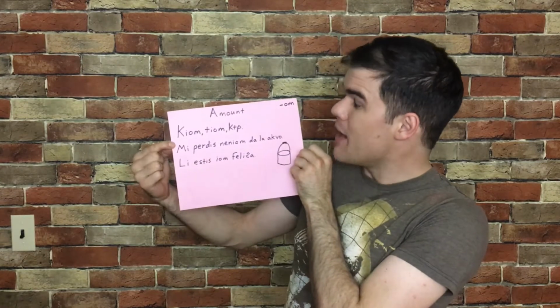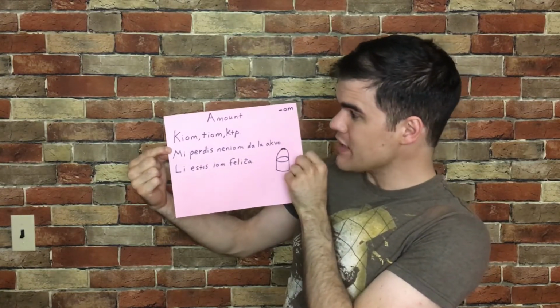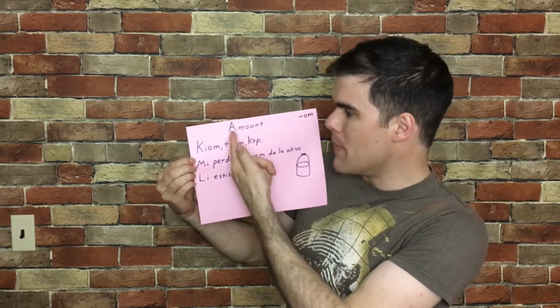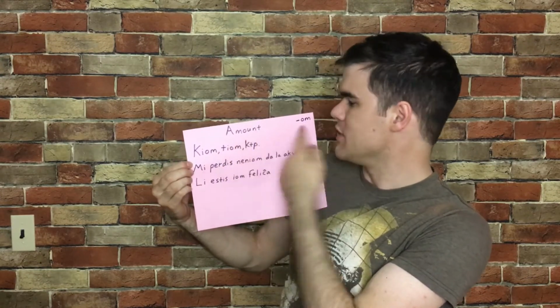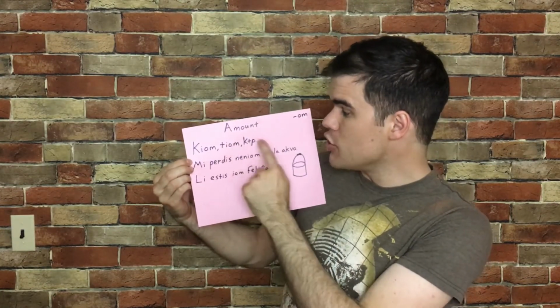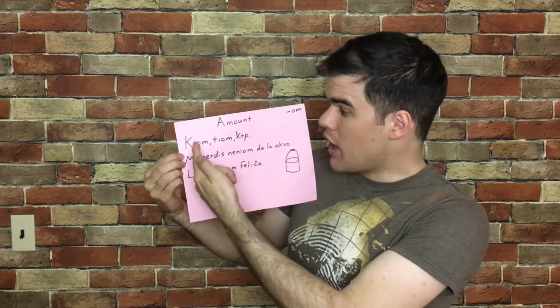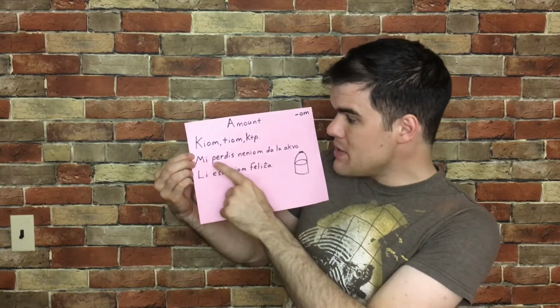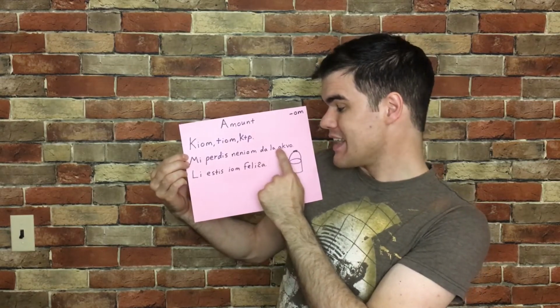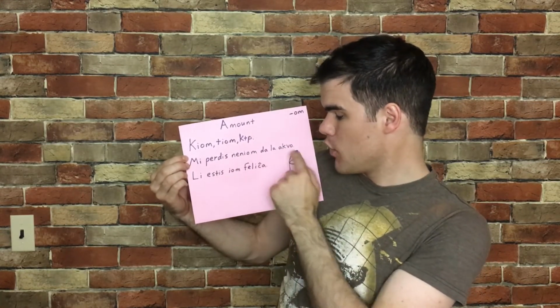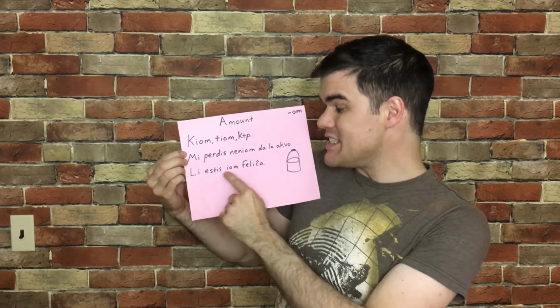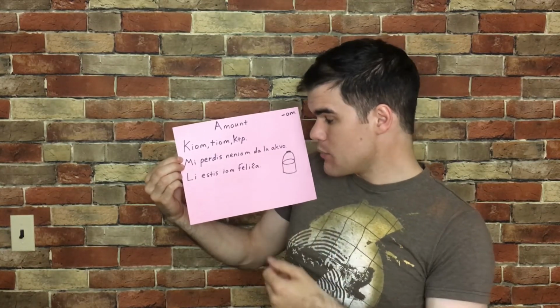Here, finally, we have amount, the OM ending, okay? And the way we normally say amount, it sounds more like an ohm mount anyway, so that's easy to remember. Kiom, tiom, iom, chiom, neniom. How much, that much, some, all of it, none of it, okay? Mi perdis neniom da la akvo. I lost none of the water. That's a bucket full of water. Li estis iom felicia. He is somewhat happy.